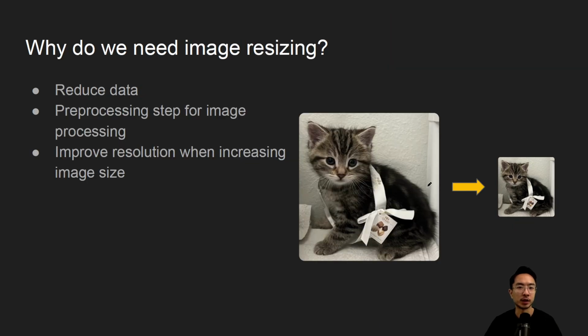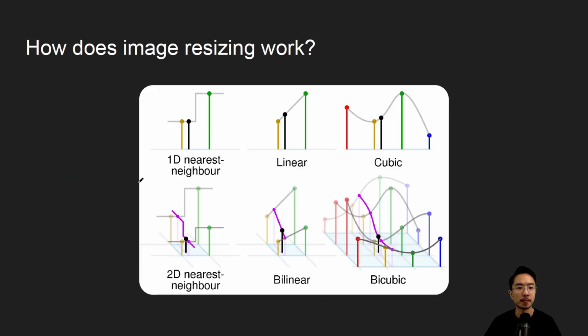So you might be wondering why we need to do image scaling. Some of the main reasons is you want to reduce data. It's good for pre-processing. So if you have some certain steps, maybe you don't need quite all of the large resolution, you could reduce it. You can also improve the resolution if you're trying to zoom in and it's too blurry. So there's different applications. So how does it actually work?